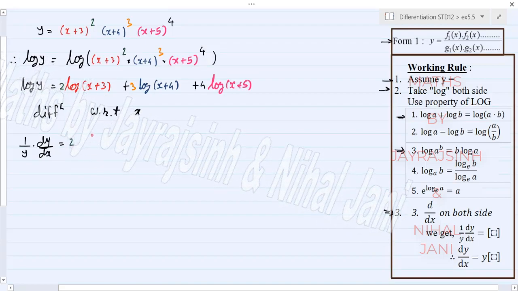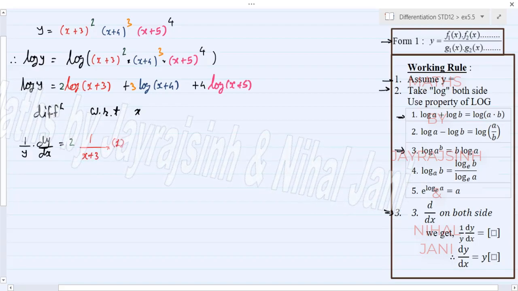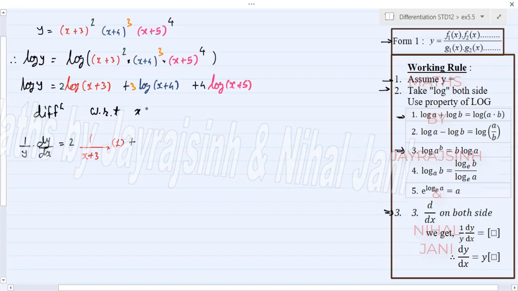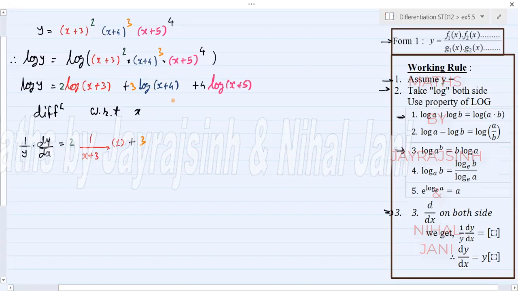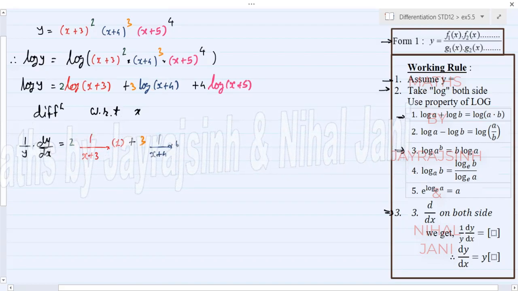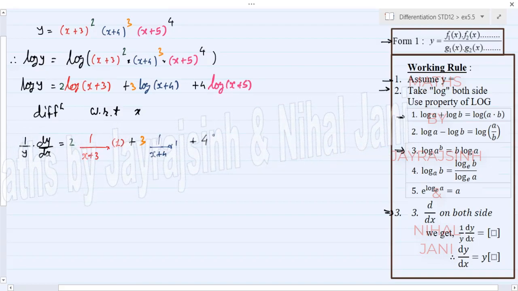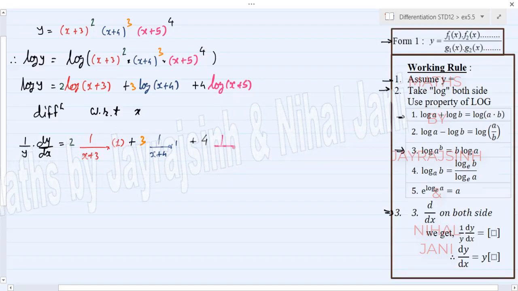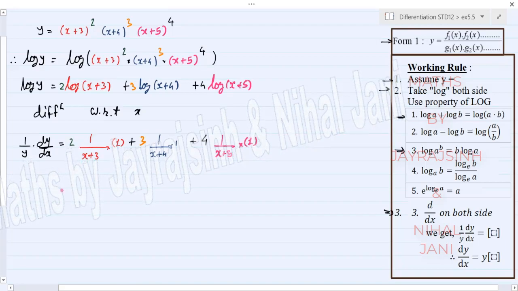Differentiation of log box will be 1 upon box into differentiation of x plus 3, which is 1, plus in second term your 3 will be as it is. Differentiation of log x plus 4 will be 1 upon x plus 4 into 1, and similarly in last term your 4 will be as it is, and differentiation of log x plus 5 will be 1 upon x plus 5 into differentiation of x plus 5, which is 1.